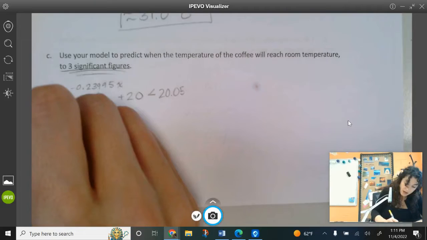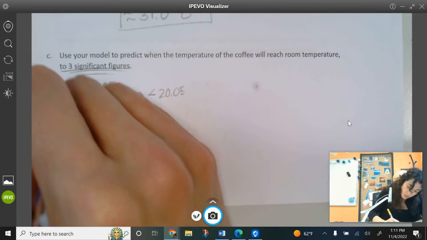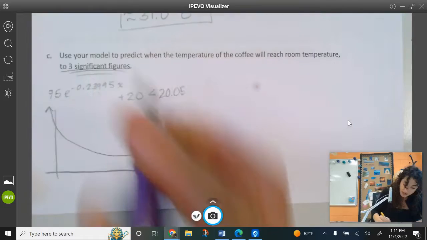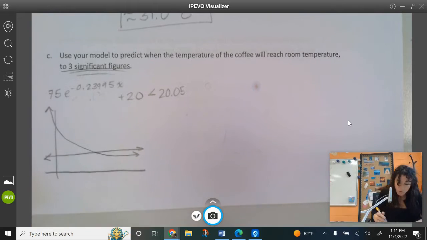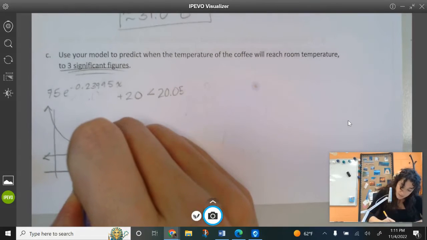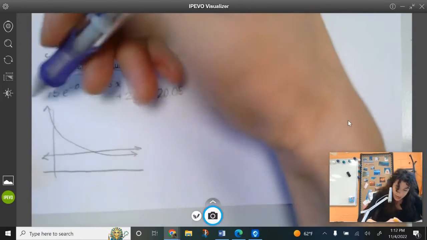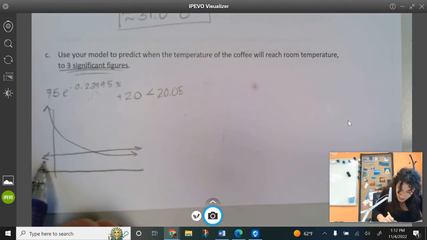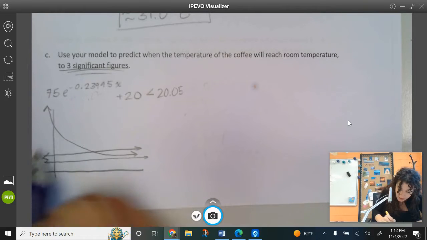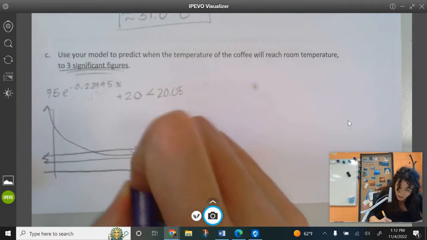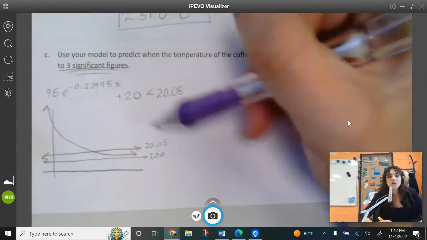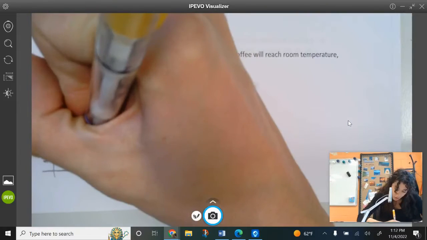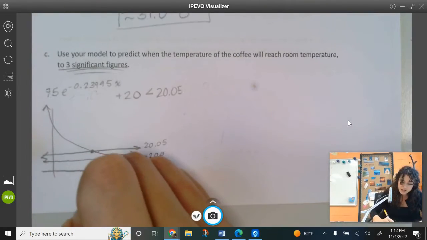We can think about it algebraically, right? We can also think about it graphically, visually. We always should be diversifying our perspective on these. At some point, the graph, the temperature will decrease such that it's below 20.05, but still tapering off at 20.0. And we want to know, when will it go below 20.05? What is that time?